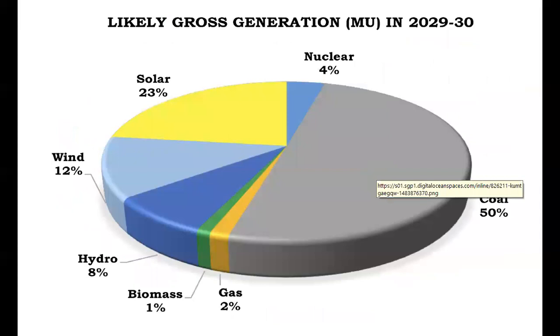This is the gross generation in 2029-30. That is, solar will go from 3.6% to approximately 23%, which is the target for 2030, and the wind will be 12%. So there is a large increase in the percentage of power generation by the solar power plants.